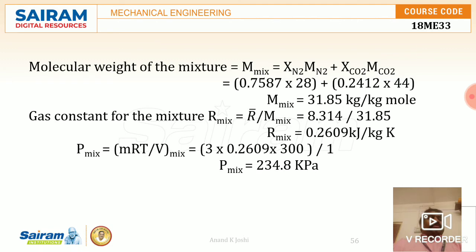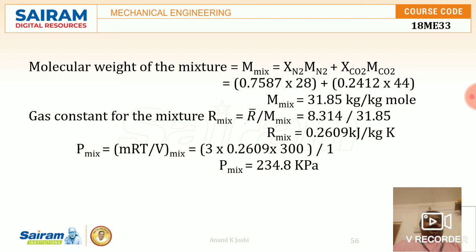But we have to calculate the gas constant of the particular mixture of gas. So we use this formula, R bar divided by M mix, that is 8.314 divided by 31.85. If you divide this value, you will get R mix equals 0.2609 kilojoules per kg Kelvin. So R mix is 0.2609 kilojoules per kg Kelvin.